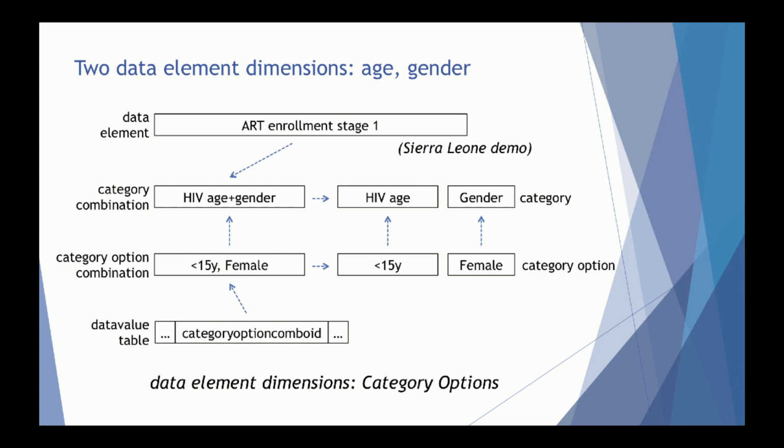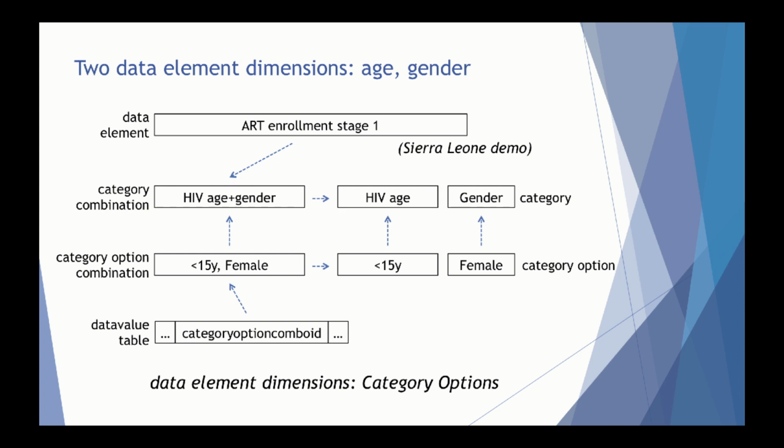So the common example usually given for 2 data element disaggregations is age and gender. For example, in the Sierra Leone demo, you have ART enrollment stage 1, which is broken down by age and gender. And so here you assign the data element to a category combination of HIV age plus gender. The reason it's HIV age here is that often in an implementation you have more than one way to break down the age groupings. So I've seen in other instances TB age, for example, where for the purpose of tuberculosis treatment you want to break down the ages there. So this one is called HIV age.